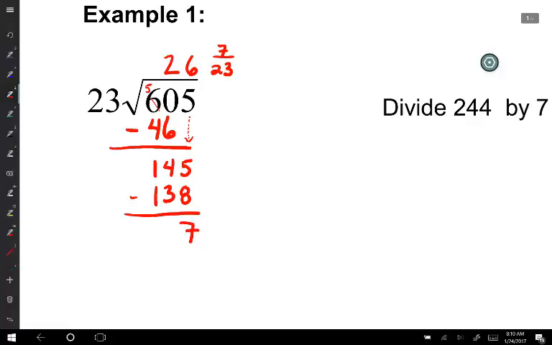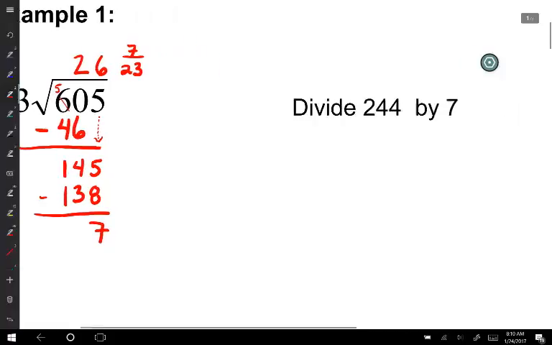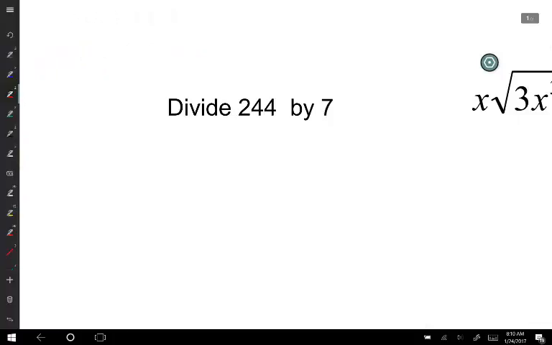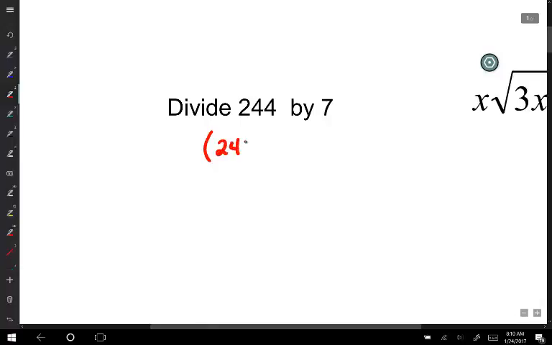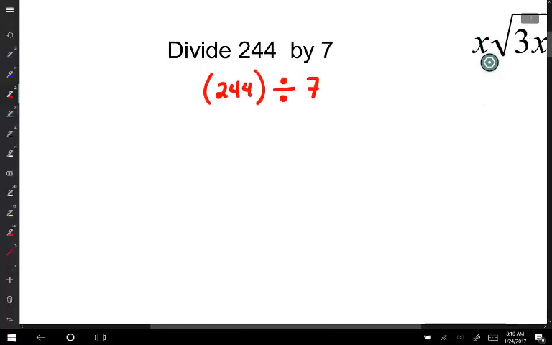Does that ring a bell? Those steps. All right, let's take that and go to a different way to write it. It says divide 244 by 7. This could also be written like this. I can't remember the last time I actually wrote a division sign, but it could have been written like that. Or it could have been written, obviously, with long division.